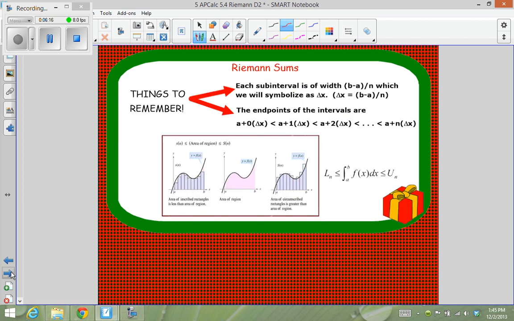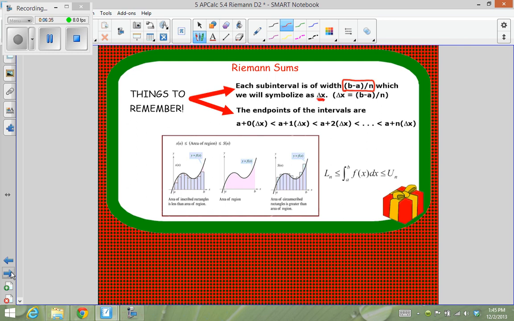Okay. Riemann sum reminders real quickly. Those were your summation formula reminders that we just did, our Riemann sum reminders. Each subinterval has this width right here, b minus a over n. Be sure that you have that. Okay, we're going to symbolize that as delta x.